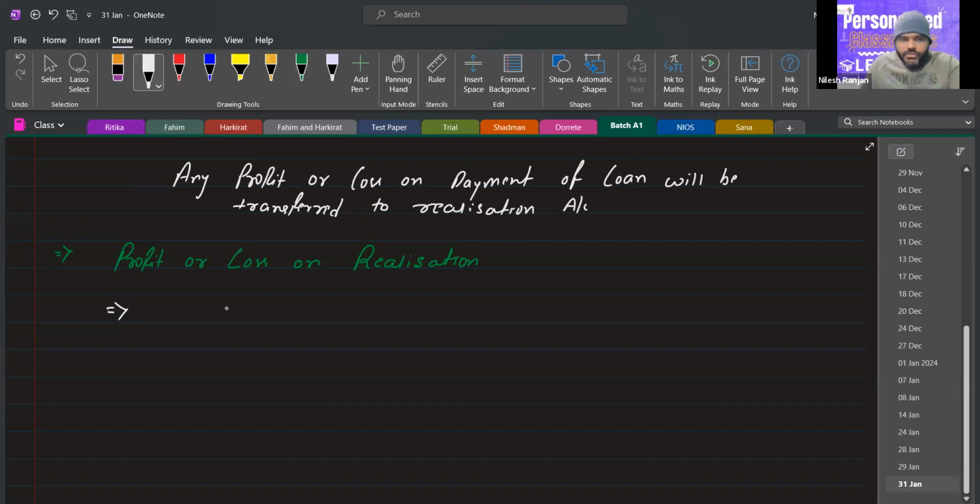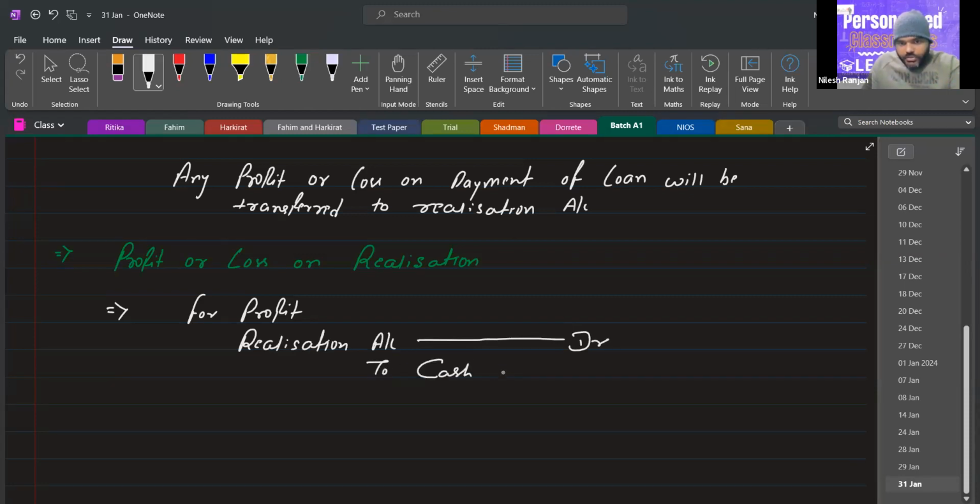Profit or loss on realization. So, if there is profit, it will be on the debit side because the credit side is more than the debit side. So, the profit will be written on the debit side. Now, the entry for profit will be realization account debit to cash account, and the second is for loss.